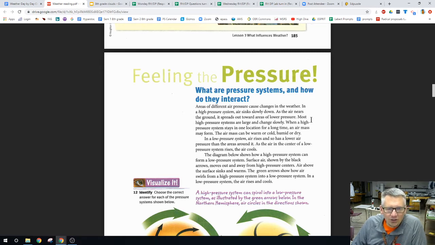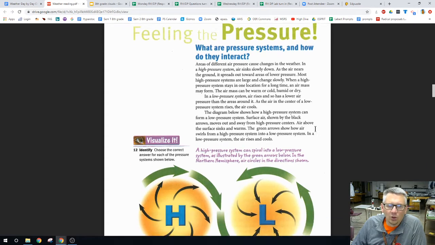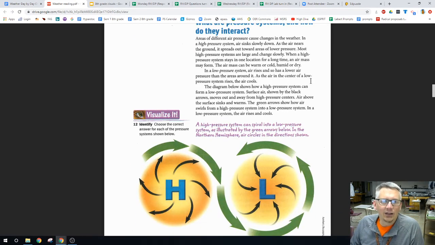When a high pressure system stays in one location for a long time, an air mass may form. The air mass can be warm or cold, humid or dry. In a low pressure system, air rises, so it has a lower air pressure than the areas around it.